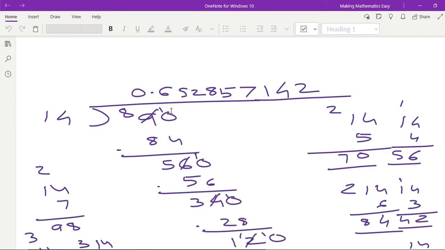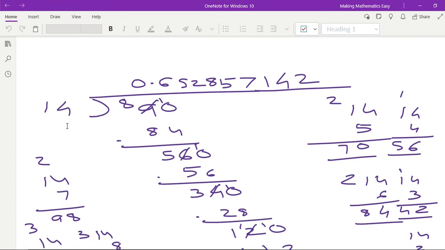If you see clearly, in this sum we took 14, then 0, then point, then 0. 14 6s are 84, which you can see over here, then the remainder was 6, and we took a 0 over here. Then we took 56, but 14 4s are 56, and by mistake we have written 5 over here, so this needs to be deleted and this will be 4.